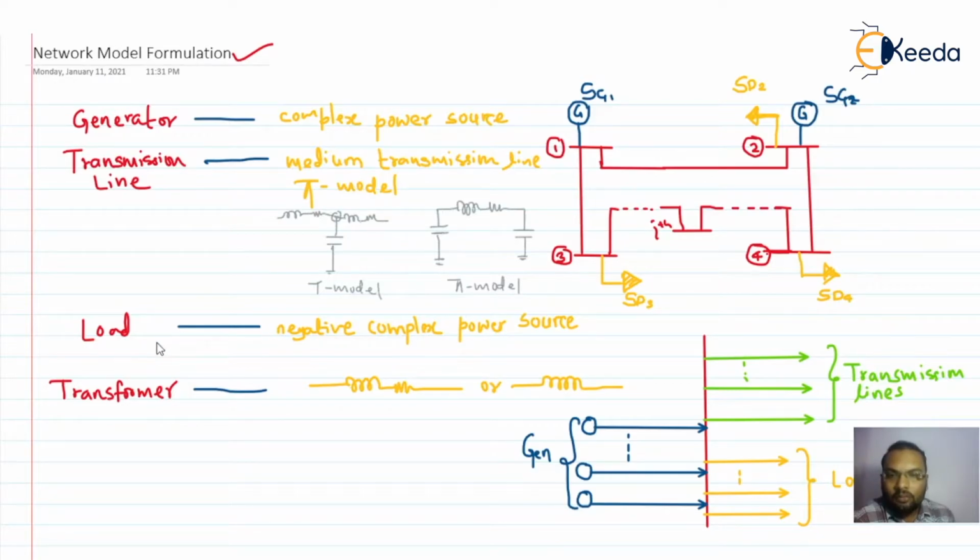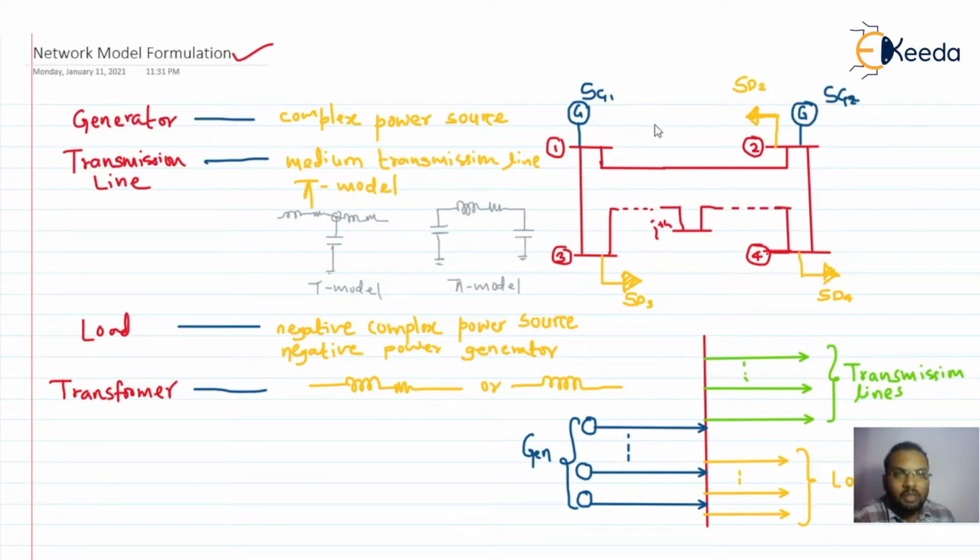Load, a negative complex power source, or you can call this negative generation, or negative power generator, as it is going to absorb the power. And of course the transformer, we can model as impedance or simply reactance.